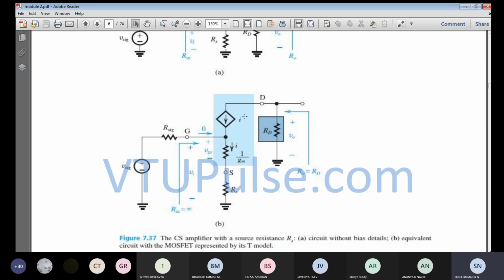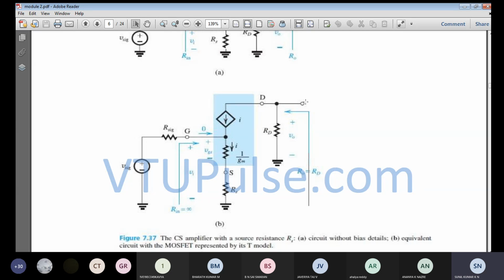That means we are not considering the channel length modulation effect. So considering lambda equal to 0, we are going to do the analysis for the common source with source resistance using the T circuit equivalent model. So R naught will finally be equal to the output resistance RD itself. Since the channel length modulation effect is not there, lambda is equal to 0. So looking from the output terminal, we are going to observe only the drain resistance as the output resistance of the amplifier. So I can write R naught equal to RD.